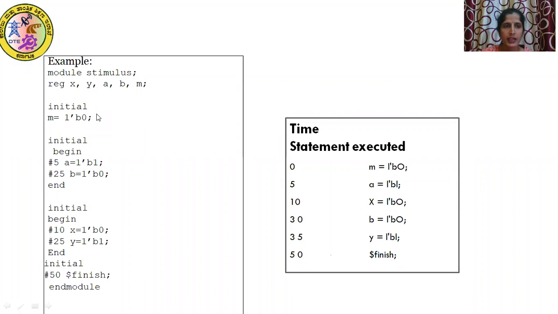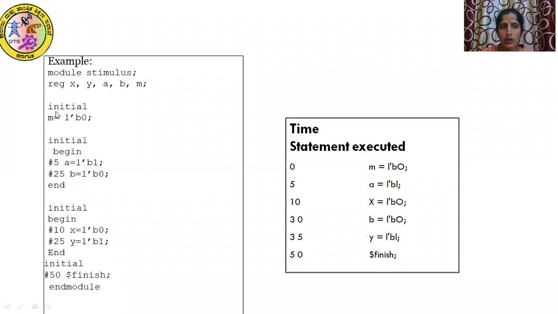Let us see an example on the initial structured procedure. Here in this example, the example begins with the keyword module followed by the name of the module. Here we have declared X, Y, A, B, and M as register.